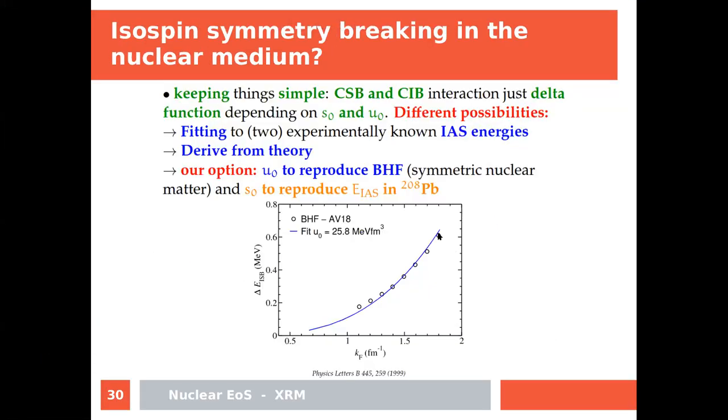Okay, and it was these dots here. So they calculate the contribution to the symmetric matter equation of state due to isospin symmetry breaking. So we fitted those points, which are this blue line here. And to fix the other parameters, because we have two new parameters, we fit the excitation energy of the isobaric analog state in lead.